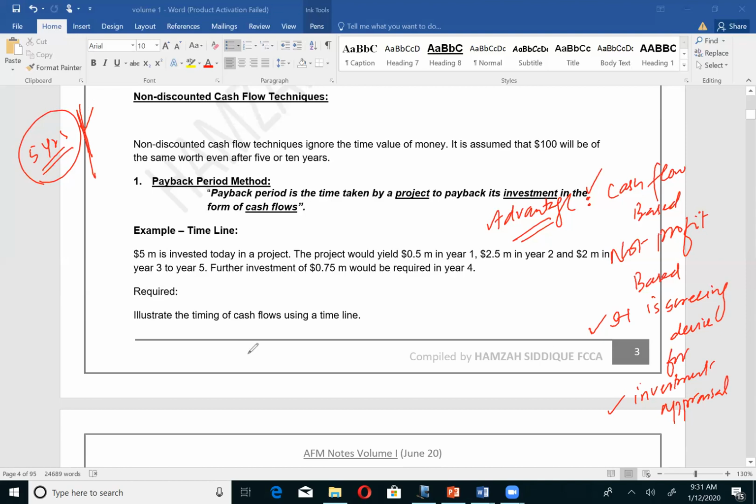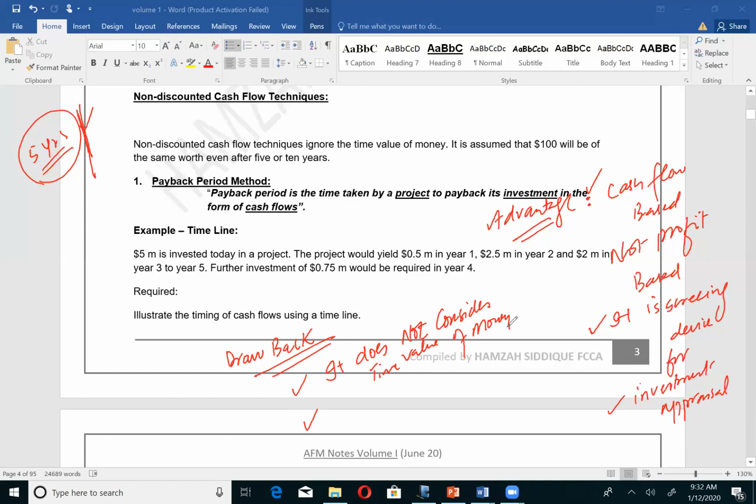Drawbacks. Students, what are the drawbacks? So, two major drawbacks. One is that it does not consider the time value of money. Yes, it does not consider it.